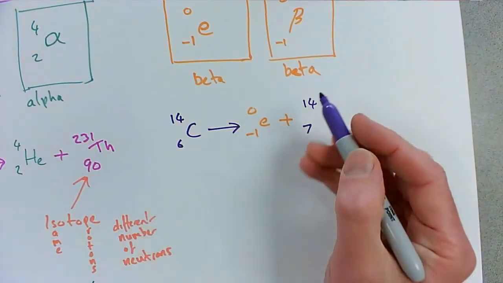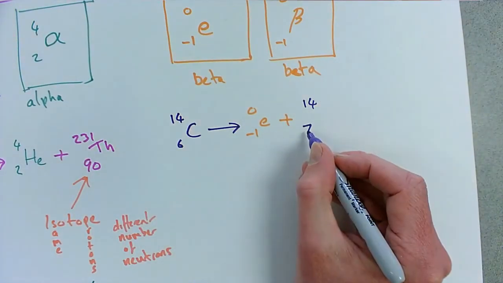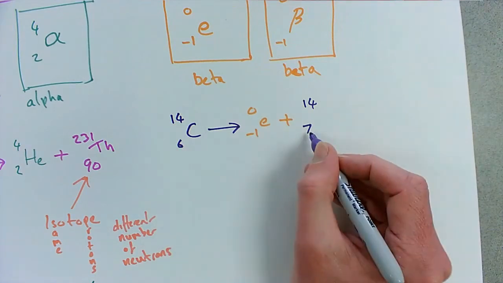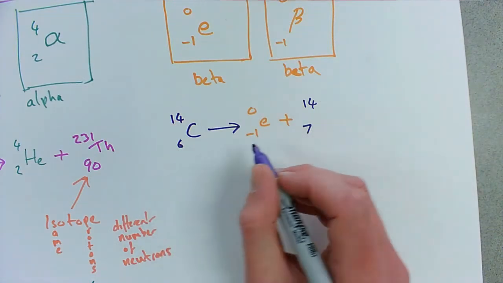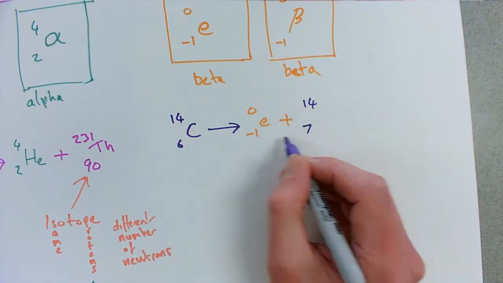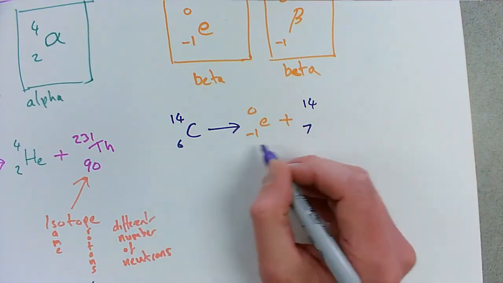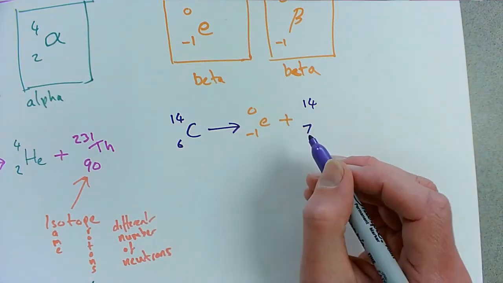So with beta, this number actually goes up by 1. So you can either remember that by always remembering that with beta, the proton number goes up by 1, or just applying your maths. 7 plus minus 1 gives us 6. Do it on your calculator if you can't remember or if you're not happy with that.